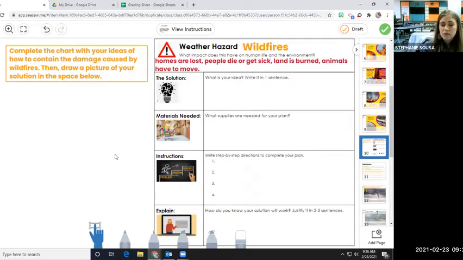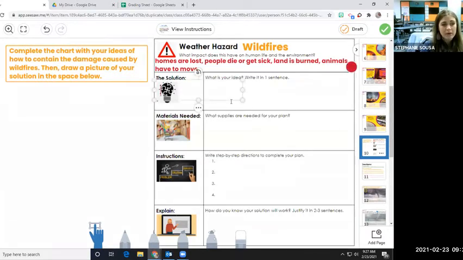Now it says the solution. What is your idea? Write it in one sentence. So this is where you are going to put how you would solve the damage of wildfires. Remember, it's not preventing the wildfire in the first place. Okay, if lightning strikes on a very dry forest, we can't say, no, lightning, bad, don't do that. Okay, it's going to happen. We can't control that. What we can do is control how big the damage gets, how far it spreads, okay?